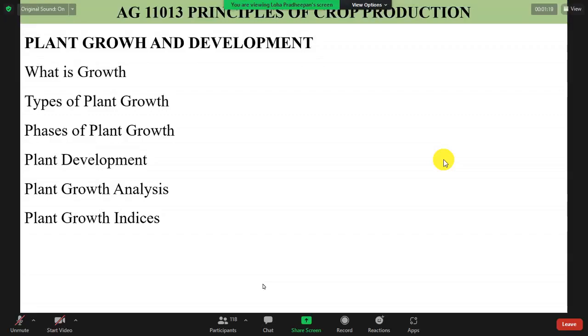Before we go into the plant growth analysis, we have to know what plant growth is and what plant development is. So what are the phases of growth and the types of growth we can see in plants. Then we will move to the plant growth analysis: what is the purpose of doing it, what benefits we get from it, and in which way we can measure the parameters for it.